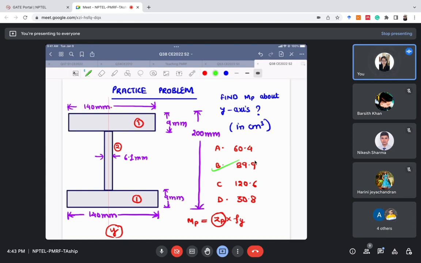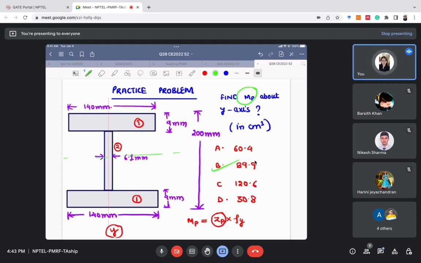If you did not get it right now, just note down the question and try to do it yourself. Very simple question. You need to use the value of ZP, that is A by 2 (y1 bar plus y2 bar), and then you multiply it by Fy and get the value of MP. So they might ask you a similar question about the x-axis as well.